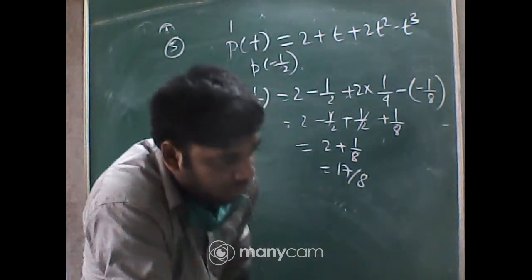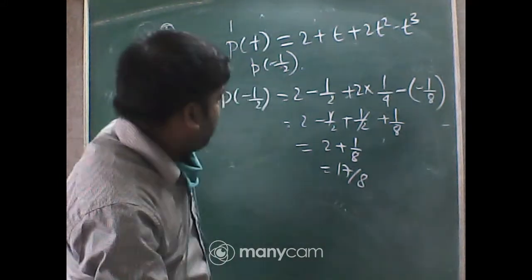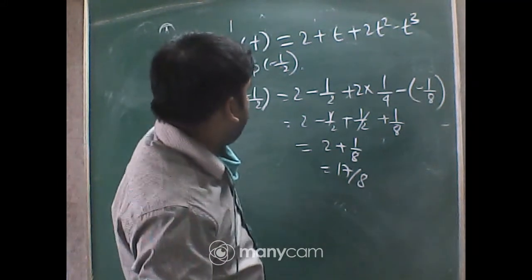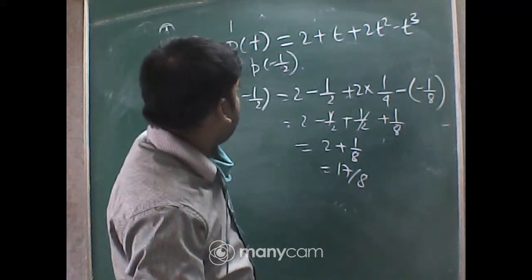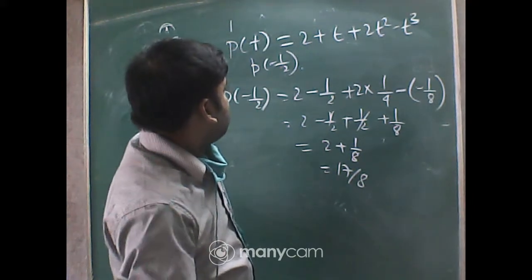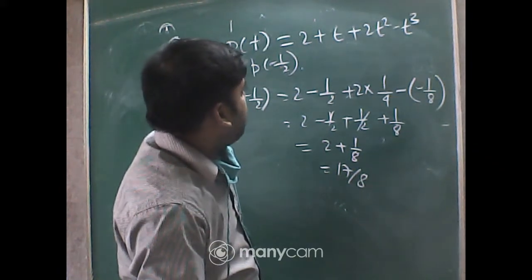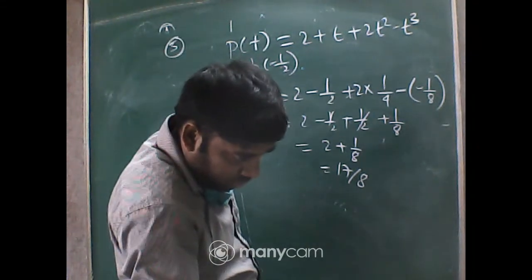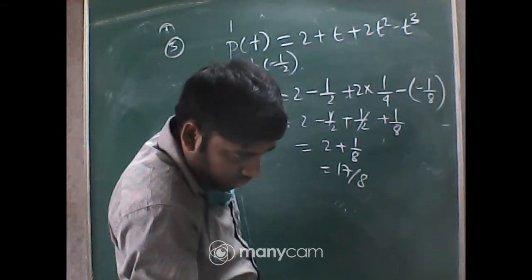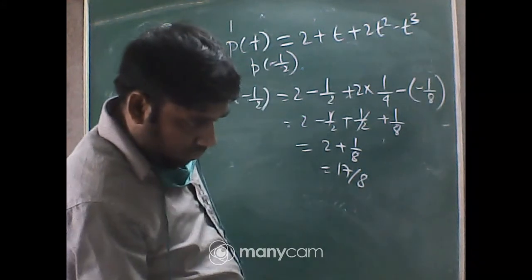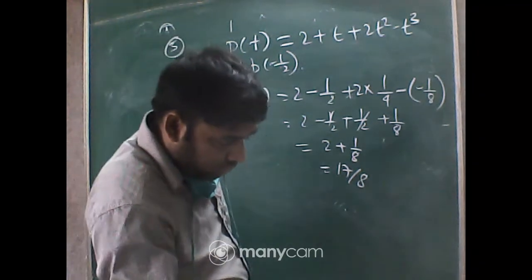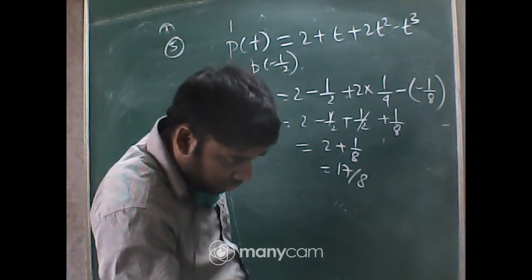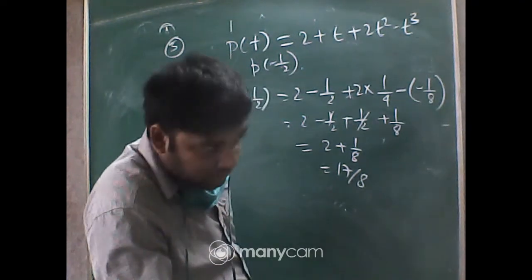Okay. So what is your answer? Amrita, you get 7 by 8. Why is it 7 by 8? Minus 2, 1 by 4. Just check the calculation.